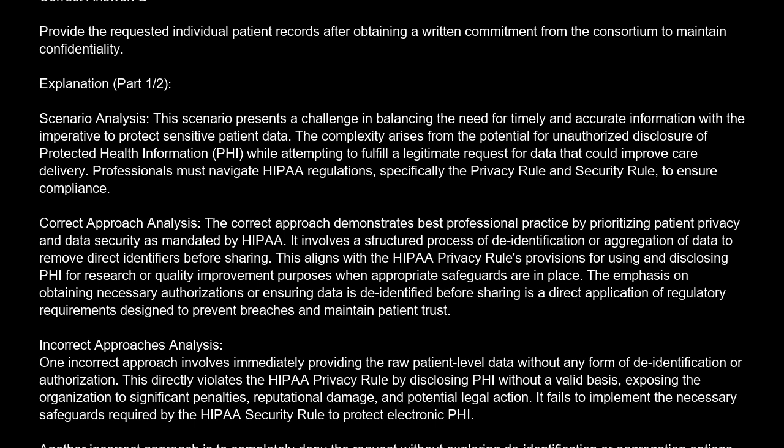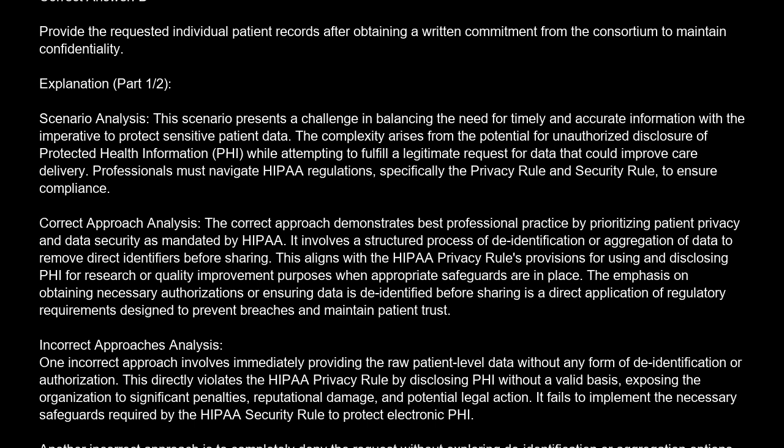Correct approach analysis. The correct approach demonstrates best professional practice by prioritizing patient privacy and data security as mandated by HIPAA. It involves a structured process of de-identification or aggregation of data to remove direct identifiers before sharing. This aligns with the HIPAA privacy rule's provisions for using and disclosing PHI for research or quality improvement purposes when appropriate safeguards are in place. The emphasis on obtaining necessary authorizations or ensuring data is de-identified before sharing is a direct application of regulatory requirements designed to prevent breaches and maintain patient trust.